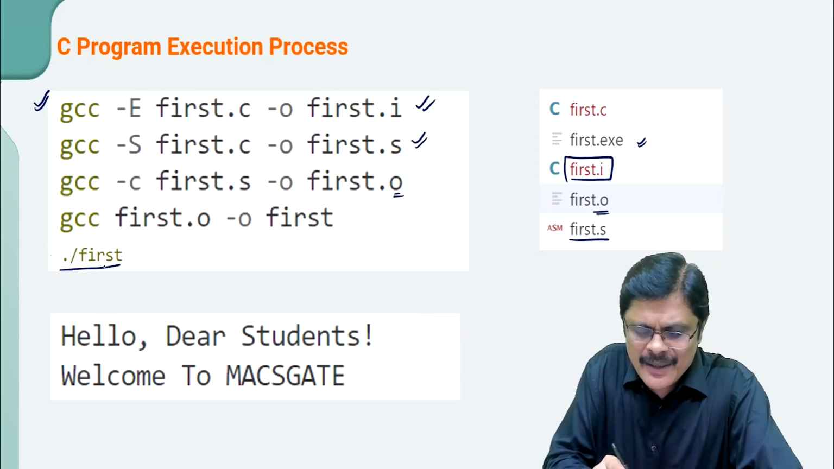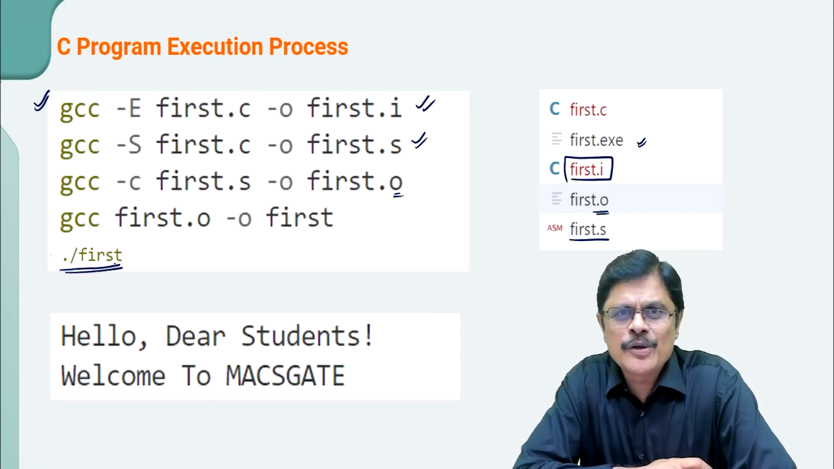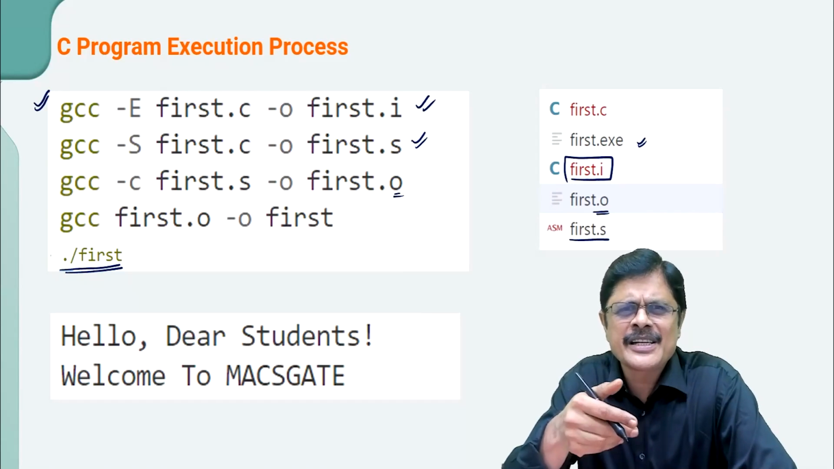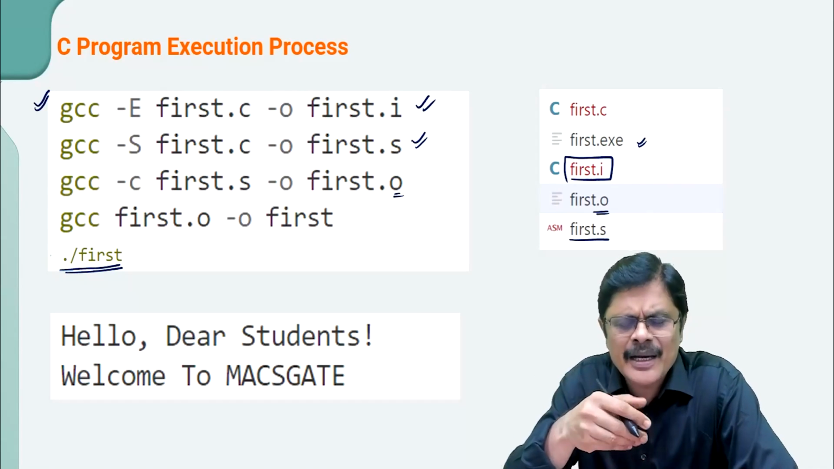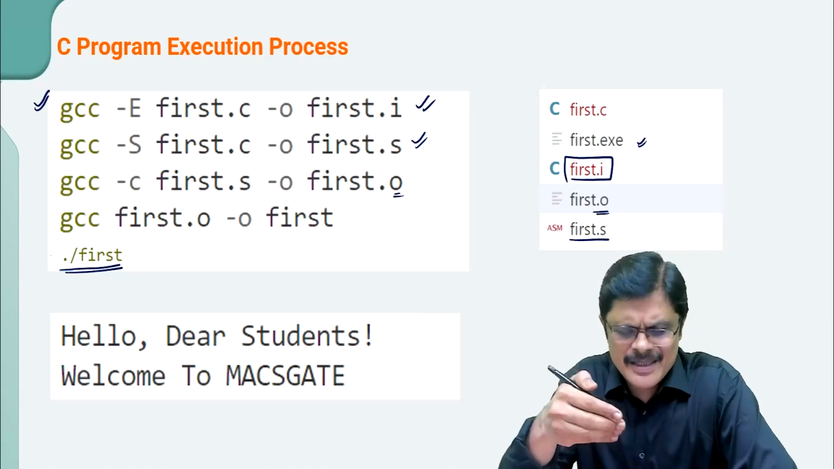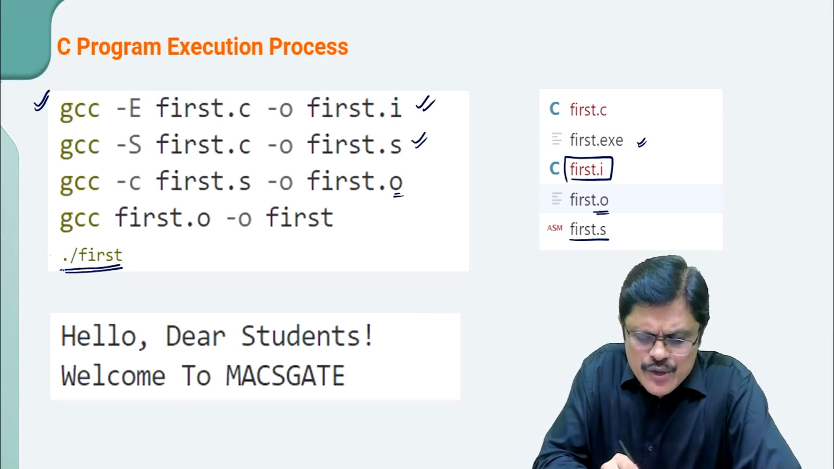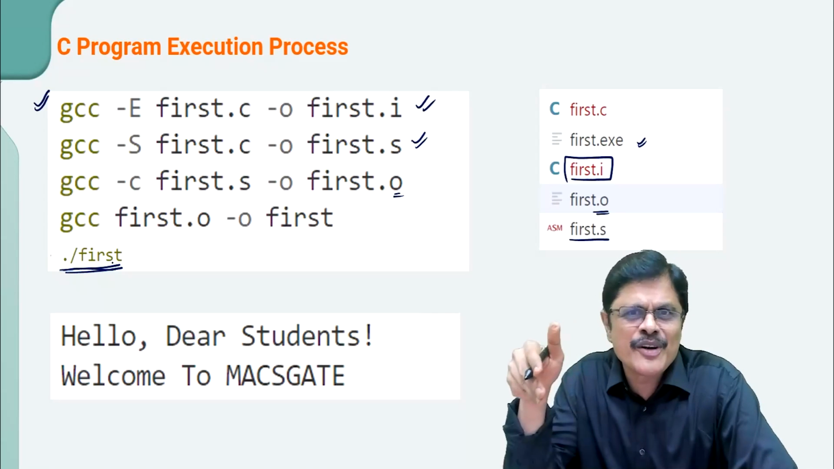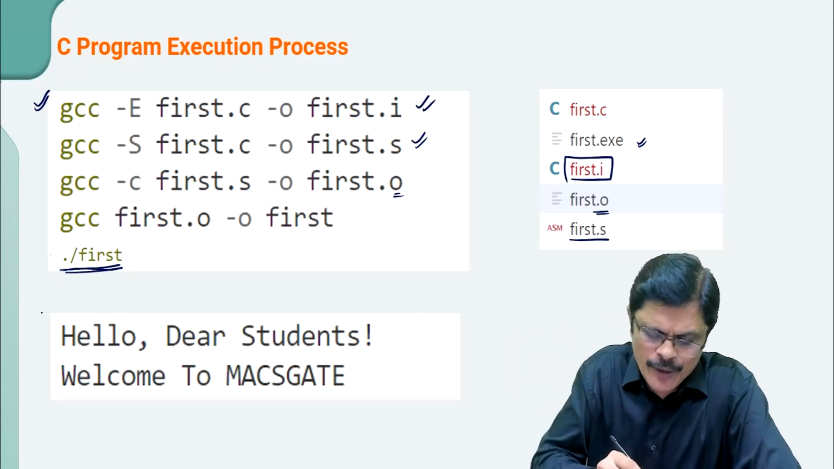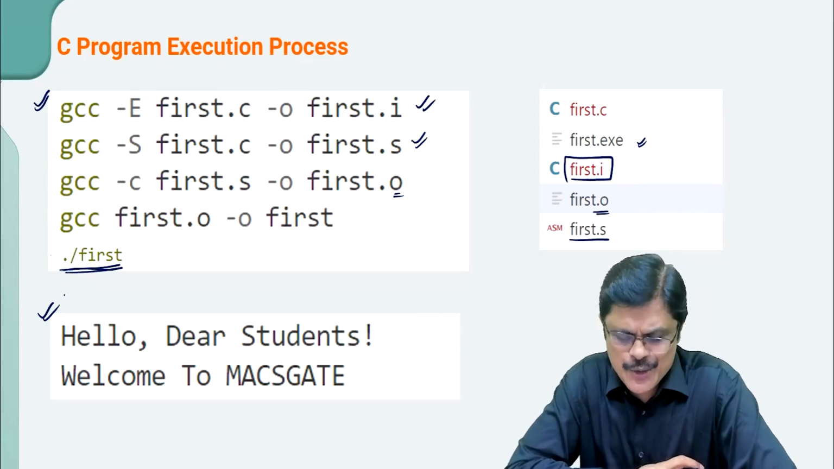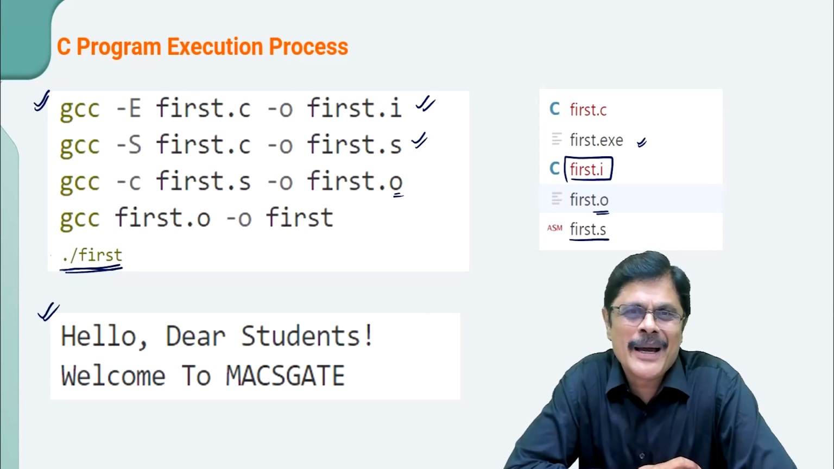And if you want to run it, I'm doing it for Windows. There may be slight variation for the Linux environment, but for the GCC compiler, generally for Windows or Linux, the commands will be similar. So by writing ./first, you can get the output of the program, my dear friends. That is, hello, dear students, welcome to MacsGate.